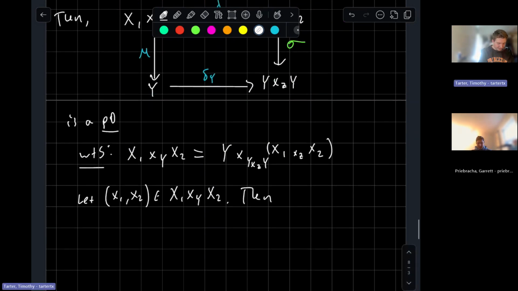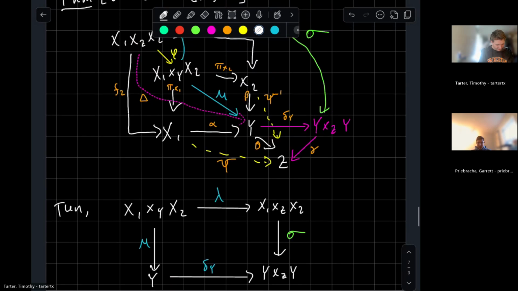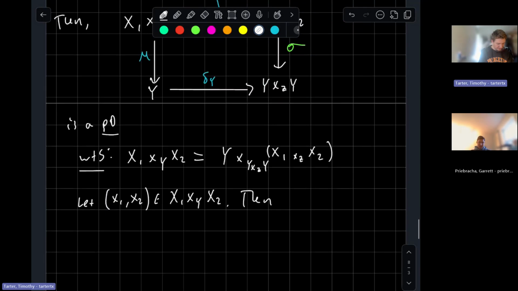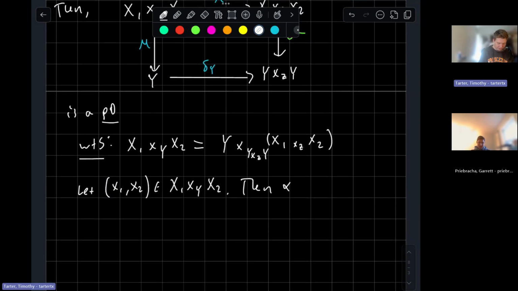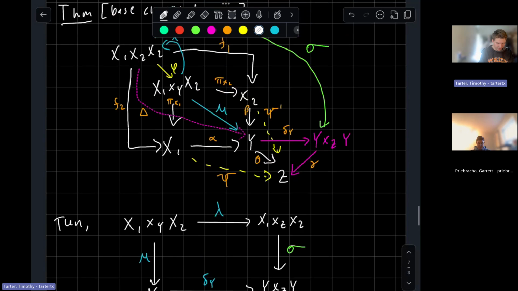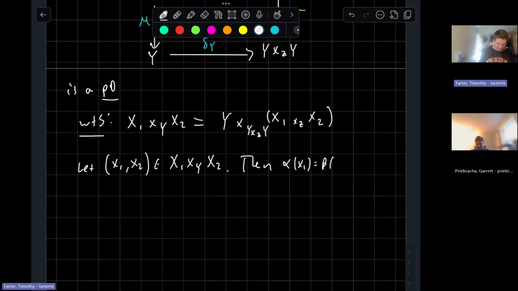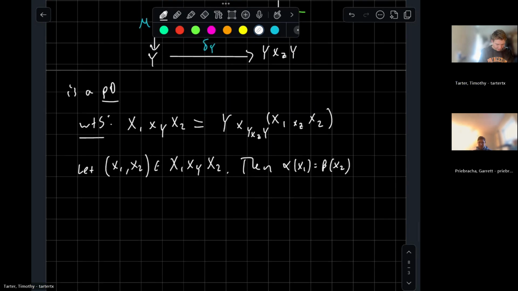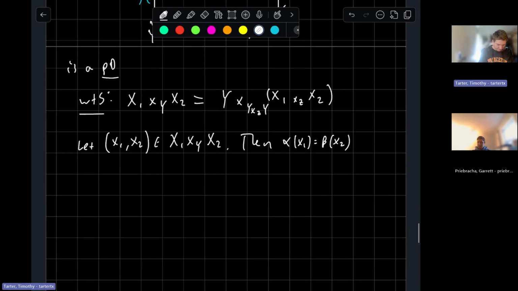But basically these are things which process nicely through alpha and beta. So then alpha of x1 is equal to beta of x2. And now we want to define the set notation of y fibered product y fibered product z diagonal y, x1 fibered product z x2.